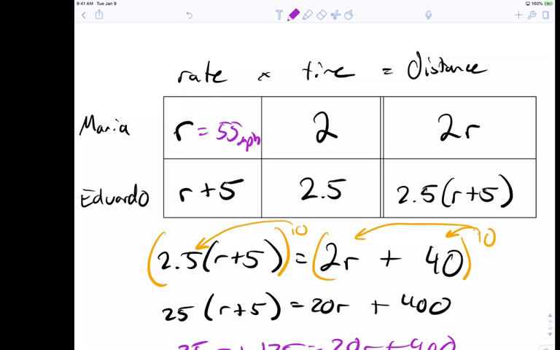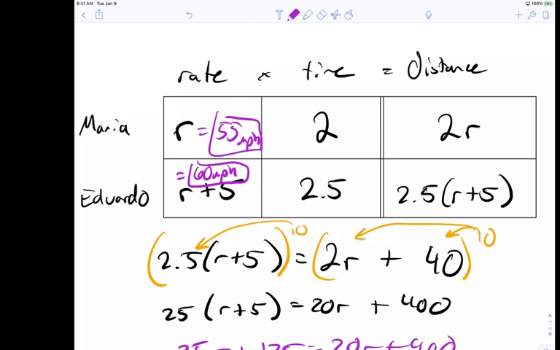So then what is Eduardo's rate? 60 miles per hour, right? So this is our claim. Does this make sense? What's 55 times 2? 110, right? So the claim is that Maria travels 110 miles. So then that means Eduardo should travel what?